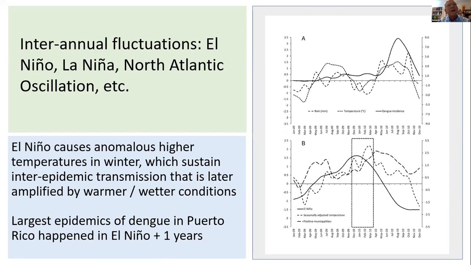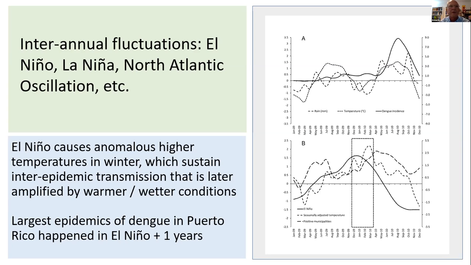Now we have observed, like many others, that inter-annual climate variations such as El Nino, La Nina, North Atlantic oscillation, these are atmospheric events that cycle in different cycle lengths, like El Nino from 3 to 5 years, the North Atlantic oscillation in the scale of decades.